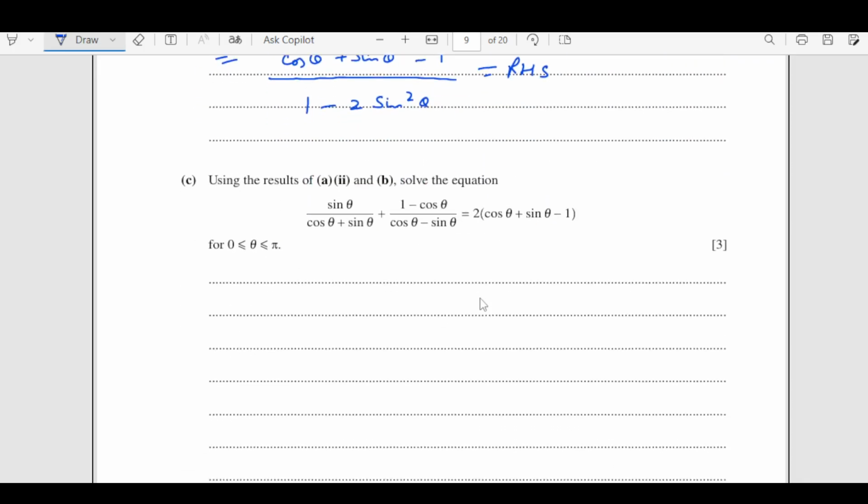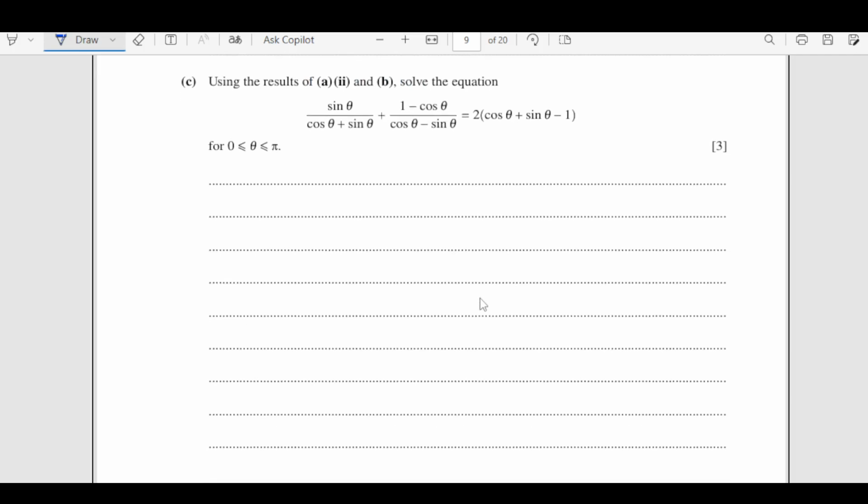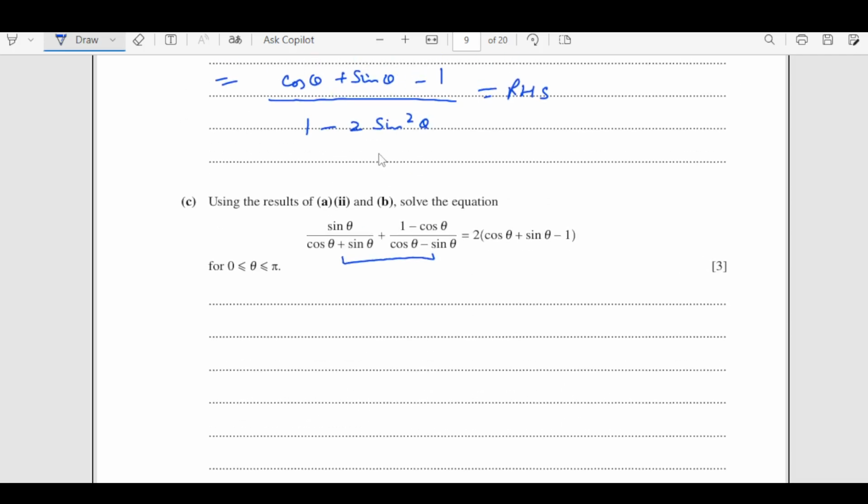Okay. Now part C, using the results of A and B, like the above results, solve this equation. So now as this equation, we solved this one in the previous part, I am just taking this one from here. This is equal to cos theta plus sine theta minus 1 over 1 minus 2 sine squared theta, right? And this is equal to, we are given, we have to solve this equation, and this is equal to the right hand side, 2 cos theta plus sin theta minus 1, right.